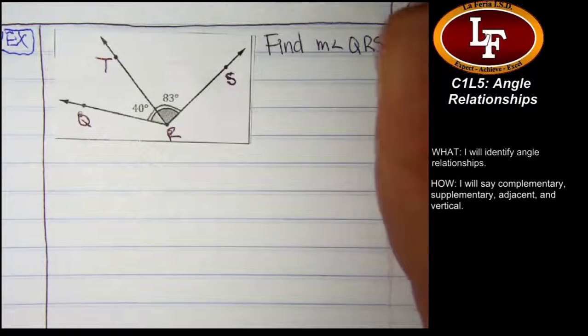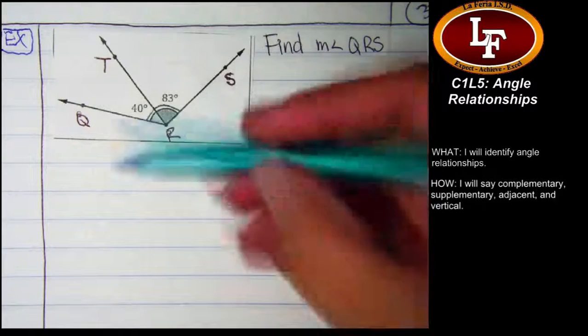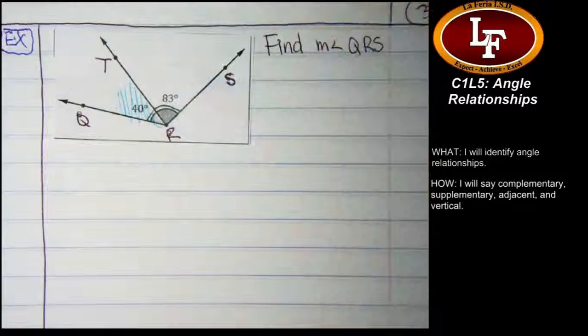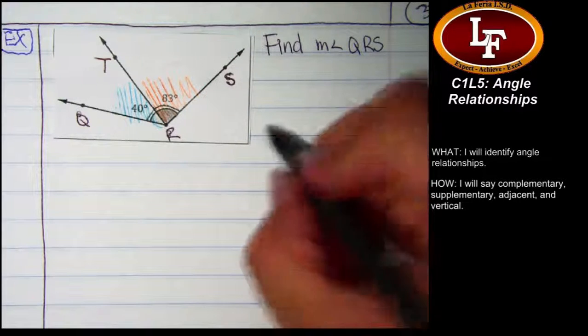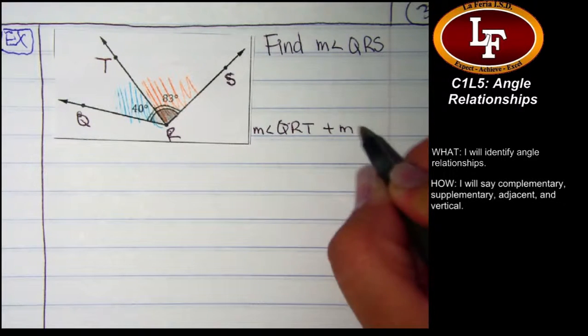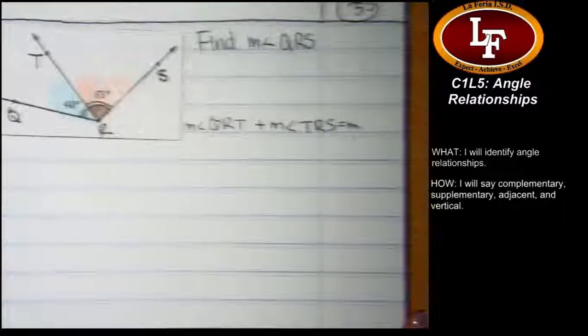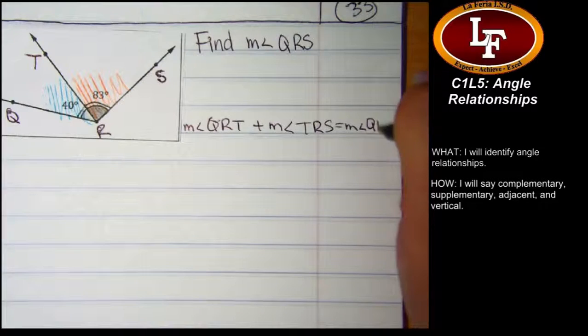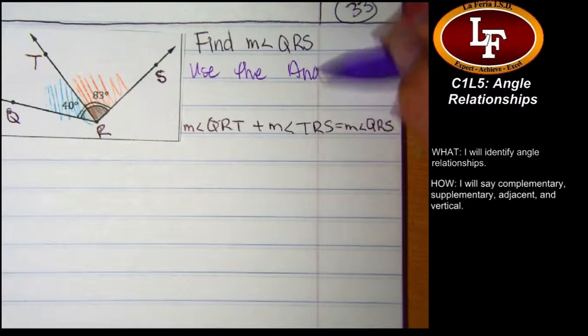All right, you've been asked to find the measure of QRS. What are you going to use to do that? You're going to add the angle measurement of QRT and TRS. So you said you were going to add the measure of QRT and the measure of TRS. And when we do that, it's going to give you the measure of QRS. And as was commented, that is using the angle addition postulate.